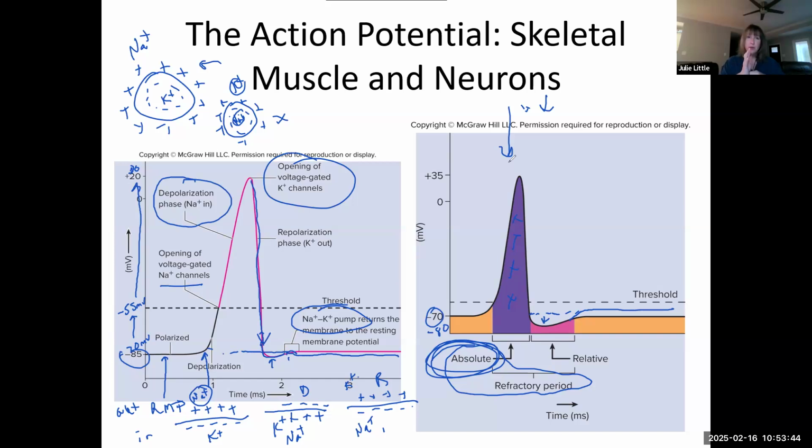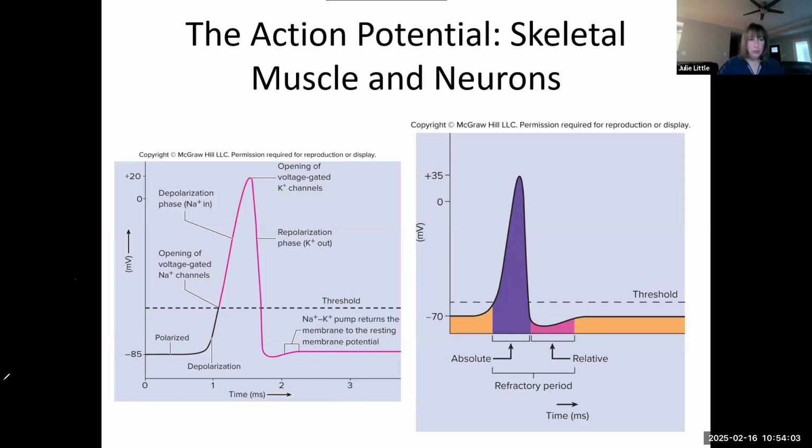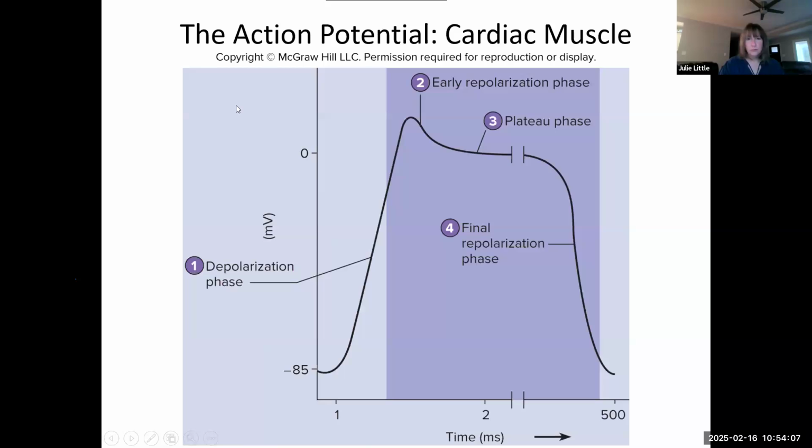Well, if you open all the sodium gates and the sodium's rushing in and you apply a stimulus, if all the gates are open, you can't open any more gates. You just can't stimulate the cell. So keep this in mind. Look how short that absolute refractory period is. It is only like 1 to 2 milliseconds. Because now we're going to start on the cardiac action potential.